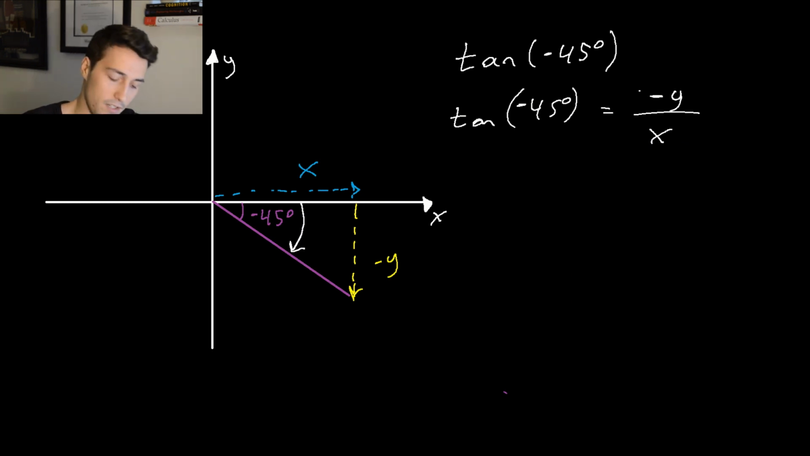And that again makes sense because we have this CAST rule. Here it says that cosine is only positive in this quadrant. So tan is going to be negative.